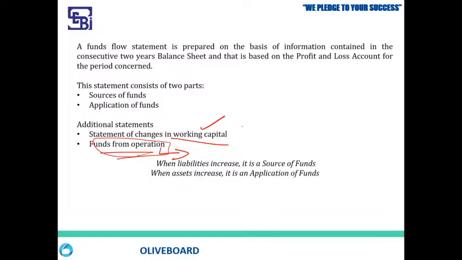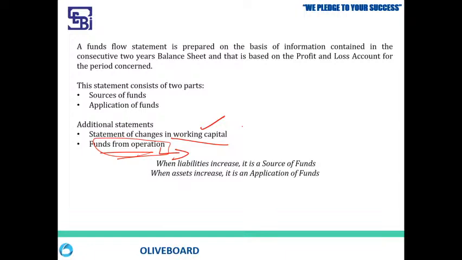When a liability increases, it's a source of fund. When an asset increases, it's an application of fund. Now, liability, so what is it? A loan is a liability. Now, I am borrowing 50 lakh from the bank. Literally, 50 lakh is coming into the business, or not? I am raising the fund, or not? So my liability is increasing because I have to repay. That's a different scenario. When you are repaying, it is an application.